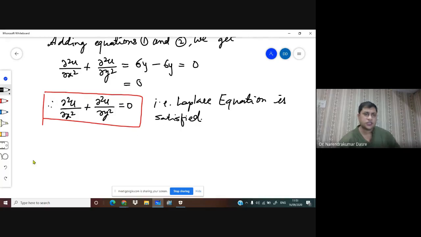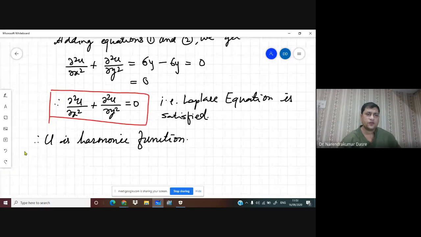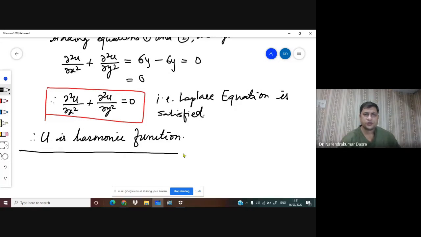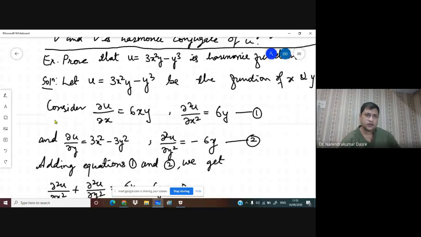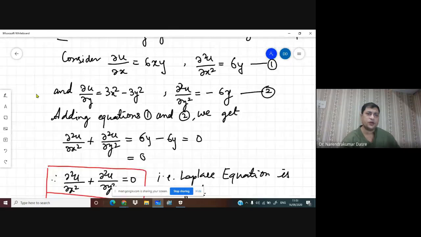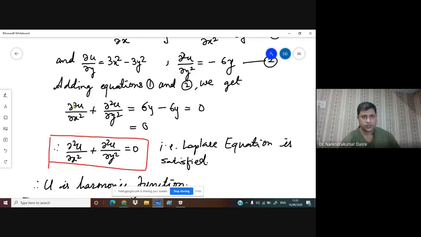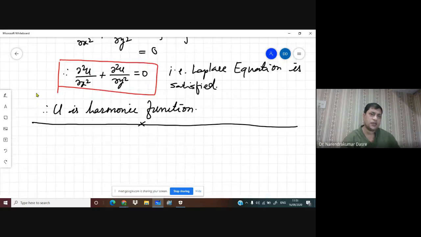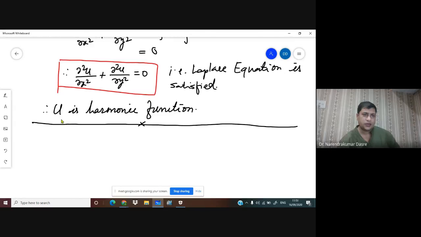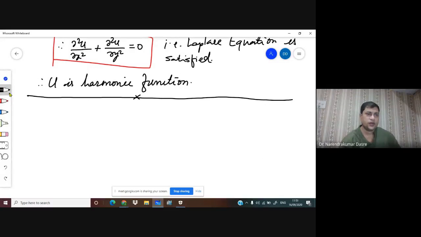Okay, and if Laplace equation is satisfied, then we can say u is a harmonic function. So here we proved that u is going to be harmonic. What we did here, we just considered the function, then we calculated the second order derivatives, and then we calculated the sum of these two second order derivatives, and it came to be 0. So we said that Laplace equation is satisfied. As the Laplace equation is satisfied, we can conclude that the function is a harmonic function. Okay, and hence we go with another example.